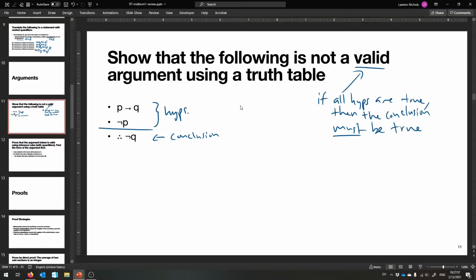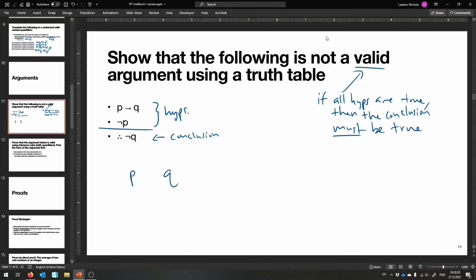So we're going to use a truth table to figure out whether or not this is a valid argument. And I think it's not a valid argument, so let's make sure of that. This is kind of trying to use modus tollens, and it's doing it wrong. So that's why it should be invalid. It's saying that I know that P implies Q, and I have not P, so then I must have not Q, right? And that is an invalid argument, and let's find out why.